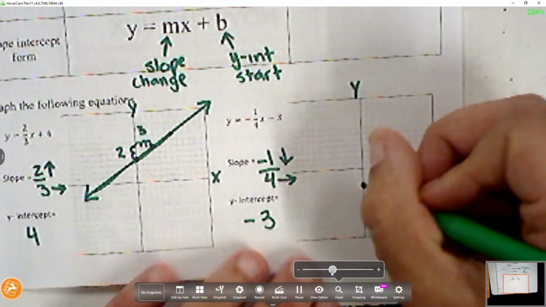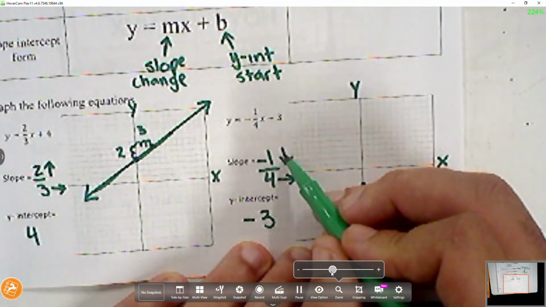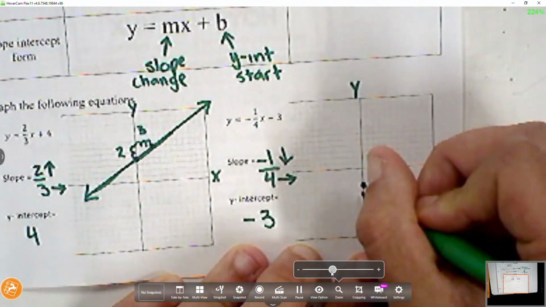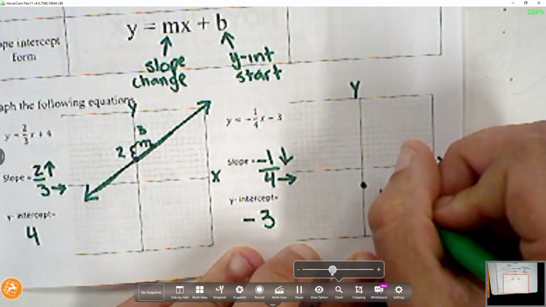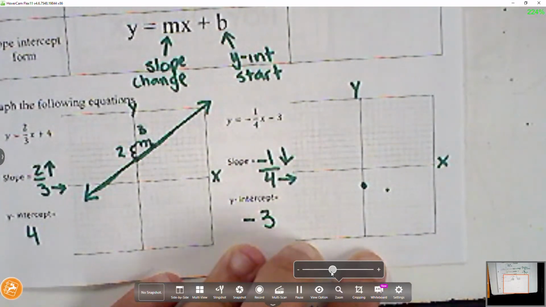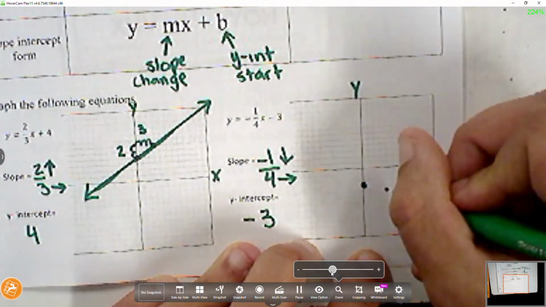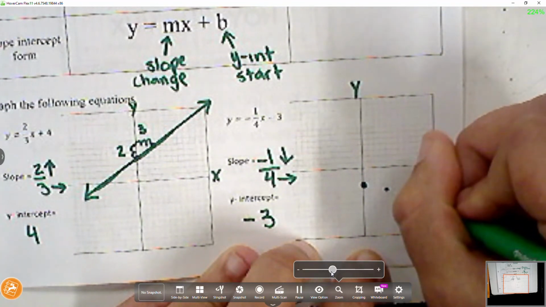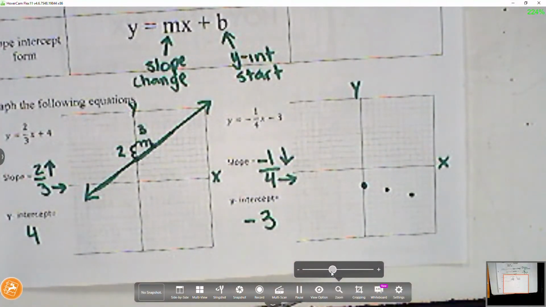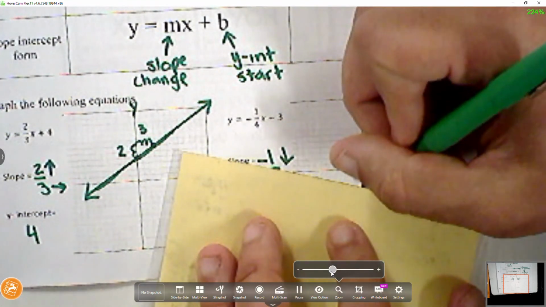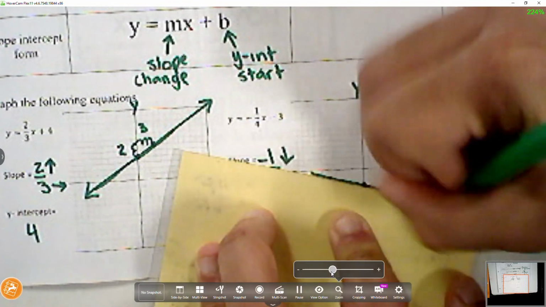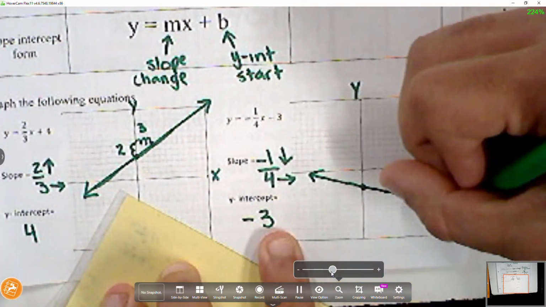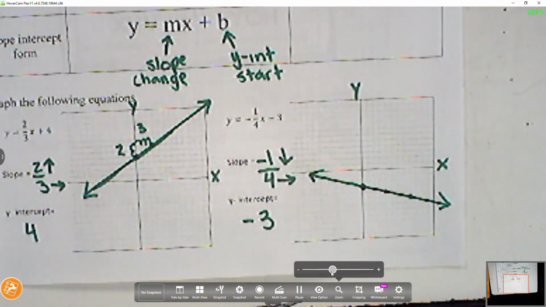So now we start at negative 3, and our slope tells us go down 1, and then right 4. So I go down 1, right 1, 2, 3, 4, and I put my next dot. I continue from this dot, go down 1, right 1, 2, 3, 4, and put a dot. On Desmos today, once you get the dots in the right spot, you'll know because a line will pop up. If the line doesn't pop up, you need to make sure to double check your points.